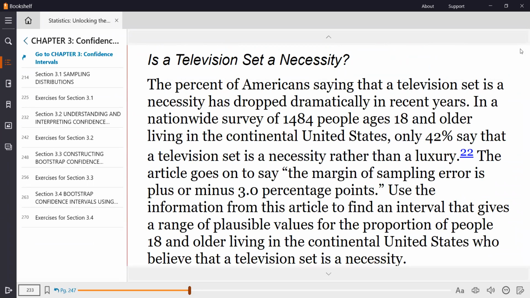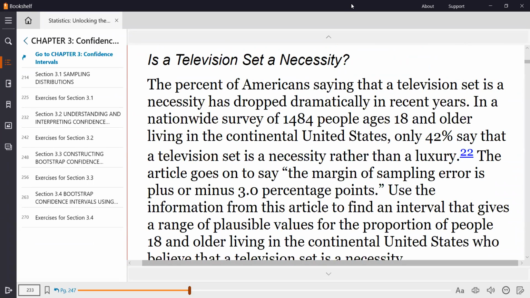The sample size is 1,484, and our estimated sample proportion is 0.42. So that is our sample proportion. And we know that when we multiplied 0.42 times 1484, we got about 623. So let's make 623 people the number of people who say that they think television sets are a necessity.